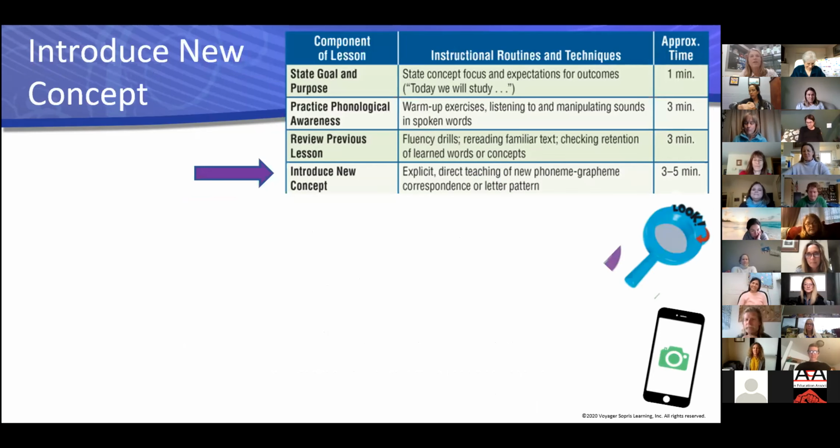Okay, so now we're at new concepts. Those three first pieces are pretty quick, but essential parts of the lesson. Often we want to jump into, here's what we're going to learn today. And it's really important to sort of prime the pump with what we already know and what we're about to learn, to get the kids ready for the new learning.